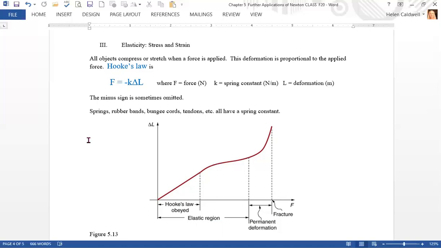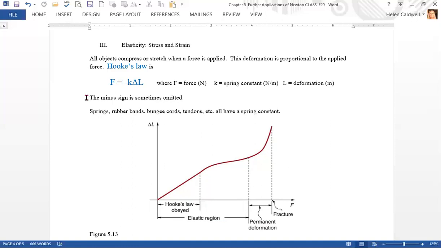F is the force measured in newtons. K is the spring constant measured in newtons per meter. And delta L is the deformation. Please remember that delta L is change in length, so that'll be final length minus initial length. If you think you're not going to remember it, write it down. Delta L equals final length minus initial length. What that means is delta L can be positive if you are stretching something and negative if you're compressing it.